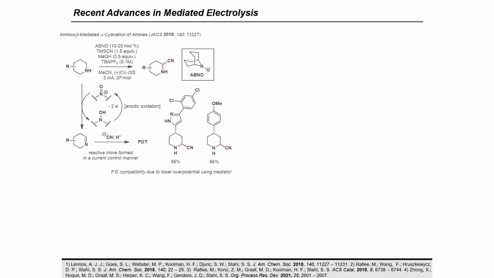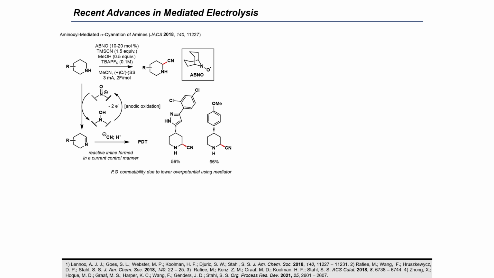There has been a lot of interest in mediated electrolysis recently, owing to the range of transformations that can be facilitated by this redox platform. The Stahl lab showed how an aminoxyl radical mediator, ABNO, can enable an alpha cyanation of secondary amines. Mechanistically, this is essentially a mediated Shono oxidation, which we discussed earlier.